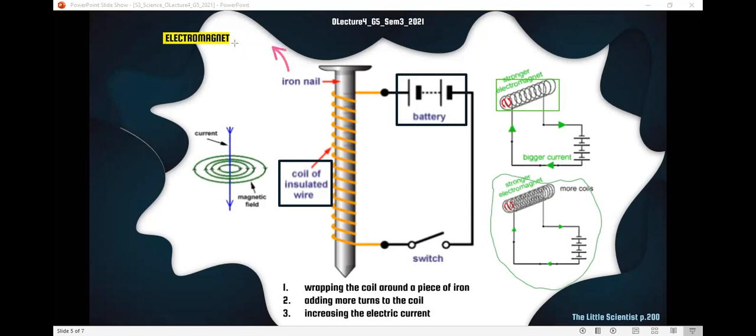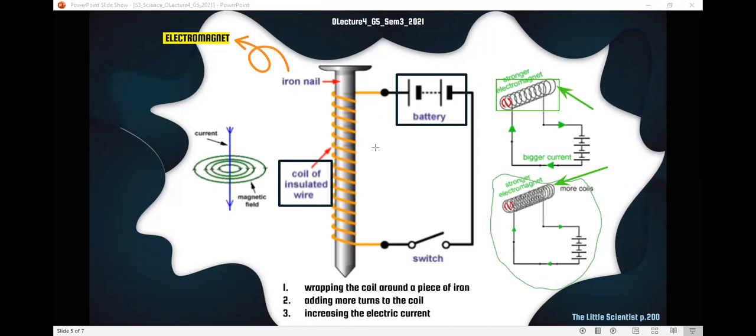Because we have so many turns or rounds. Excellent. Look at the coils. There are too many. There are few coils. In the second one, there are more coils. So, the second one is stronger.